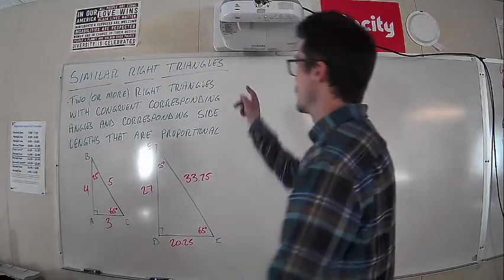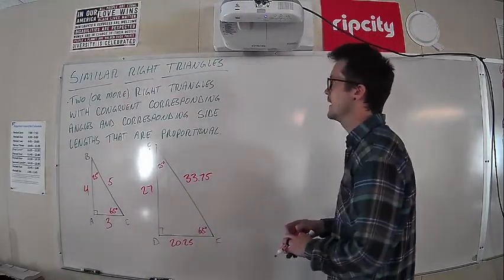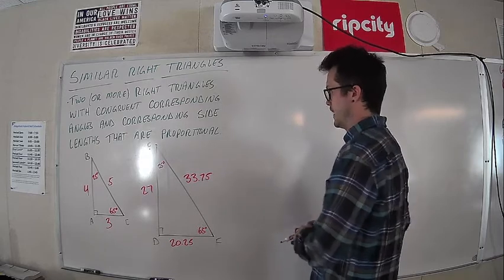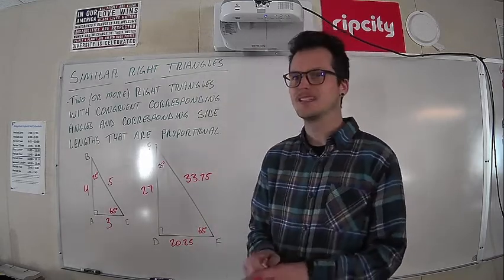First things first, what are similar right triangles? They are two or more right triangles with congruent corresponding angles and corresponding side lengths that are proportional. So let's unpack that. The first part's easy, the second part is a bit of a mouthful.